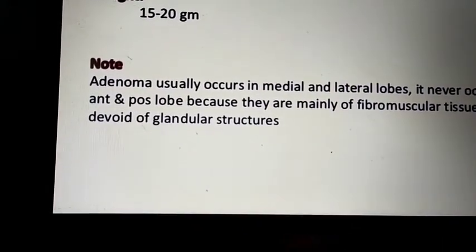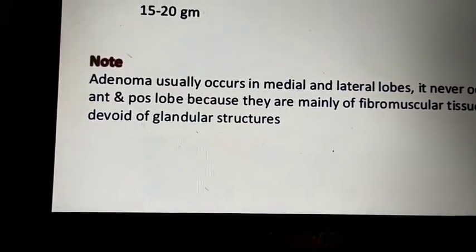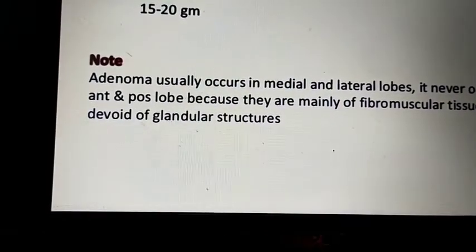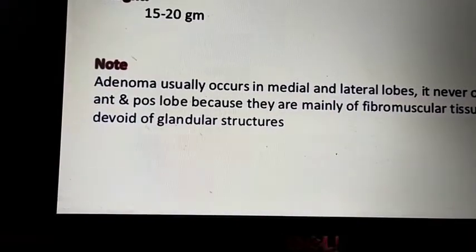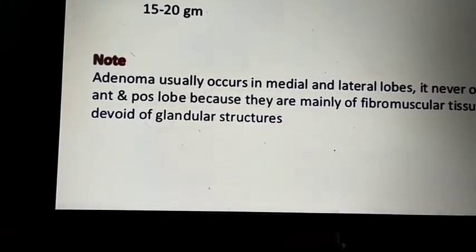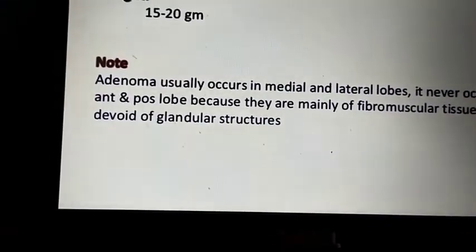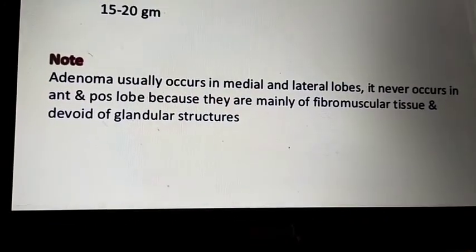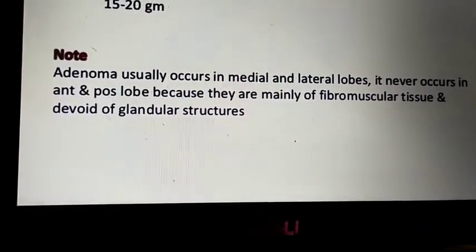I am stressing this because now we go to the functional part. Fibromuscular and glandular structures have different functions. Fibromuscular tissue helps in ejaculation of the semen and during urination. The glandular structure produces the prostatic fluid. Adenomas usually do not occur at the anterior and posterior lobes because they are made completely of fibromuscular tissue.